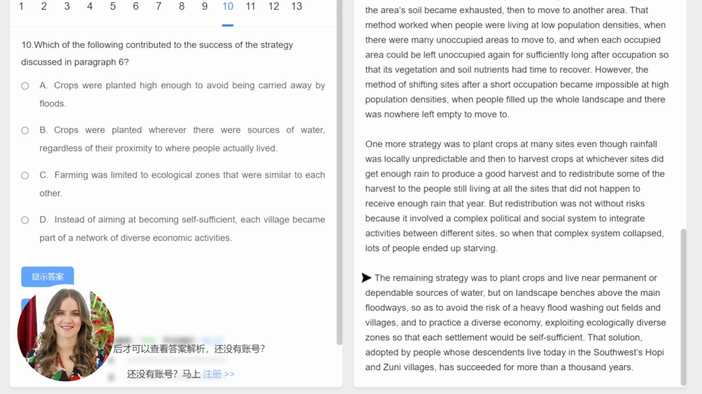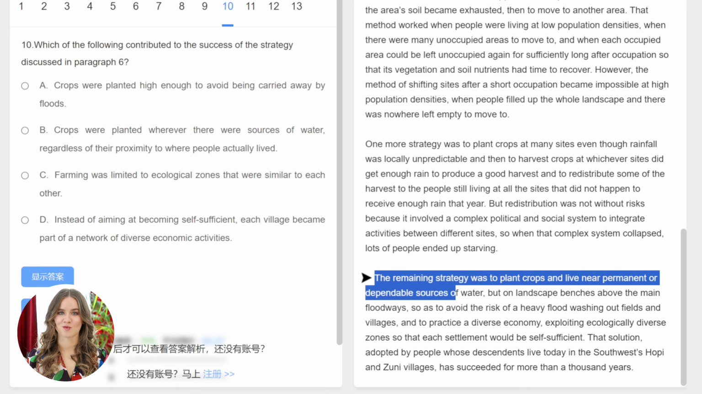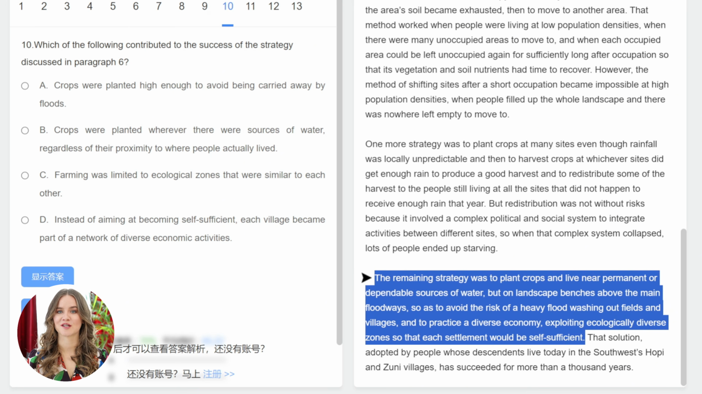Let's start reading. The remaining strategy was to plant crops and live near permanent or dependable sources of water, but on landscape benches above the main floodways, so as to avoid the risk of a heavy flood washing out fields and villages, and to practice a diverse economy, exploiting ecologically diverse zones so that each settlement would be self-sufficient.